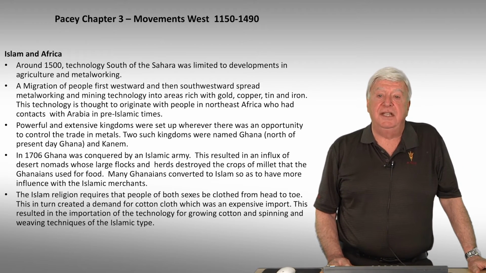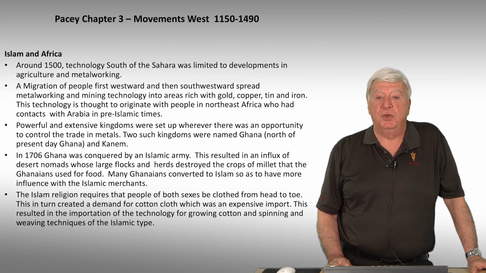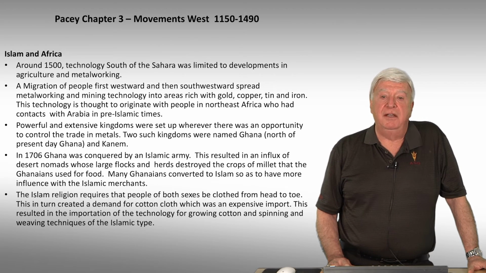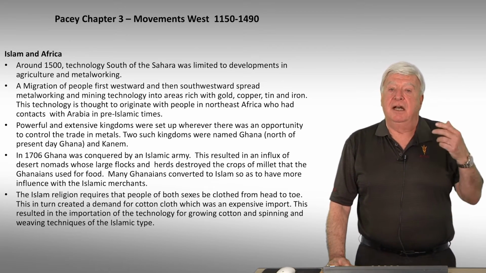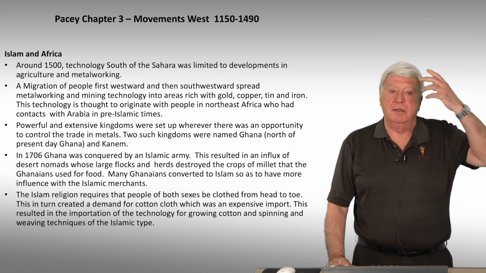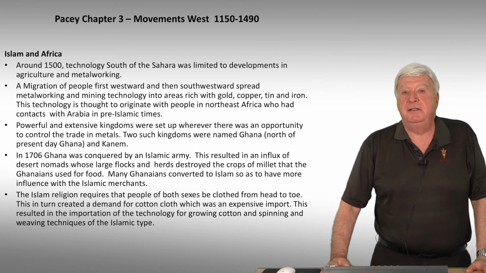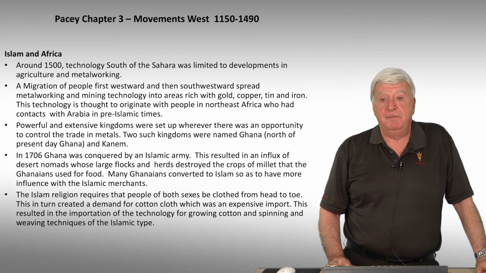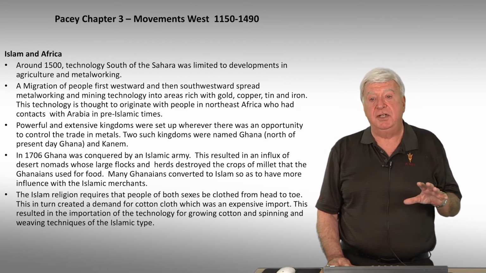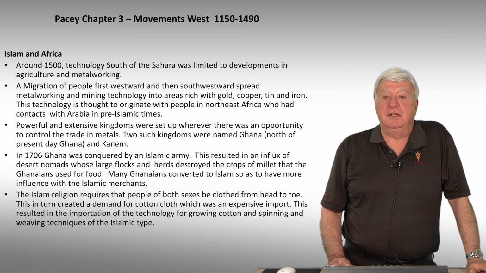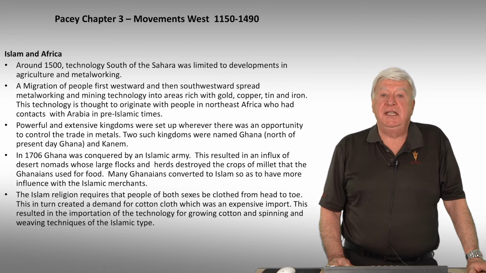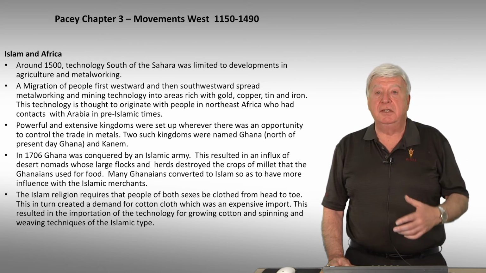This resulted in an influx of desert nomads whose large flocks and herds destroyed the crops of millet that the Ghanaians used for food. Many Ghanaians converted to Islam so as to have more influence with the Islamic merchants. The Islamic religion requires people of both sexes to be clothed from head to toe. This in turn created a demand for cotton cloth, which was an expensive import. This resulted in the importation of the technology for growing cotton and spinning and weaving techniques of the Islamic type. Here we see that sociological, political, and religious factors caused the importation of a technology from one culture into a very different culture.